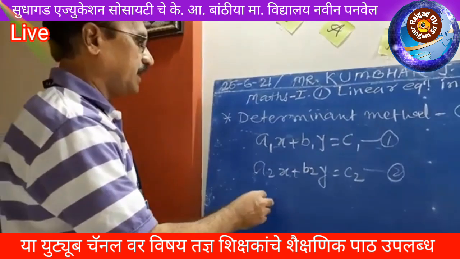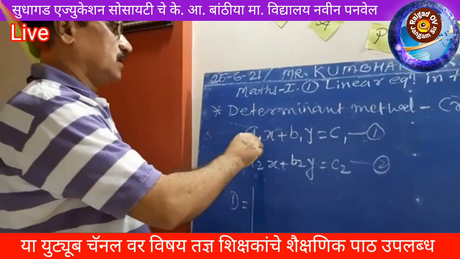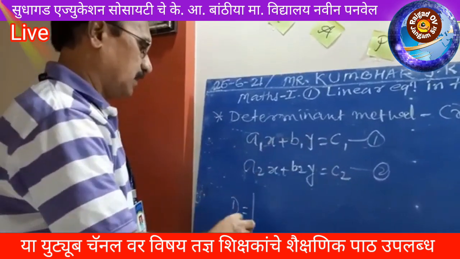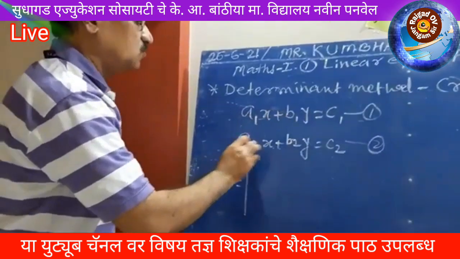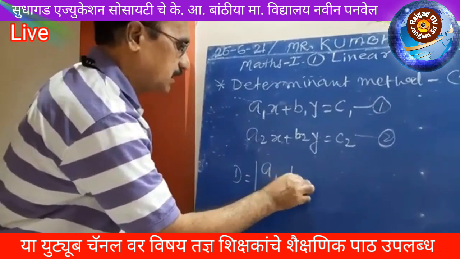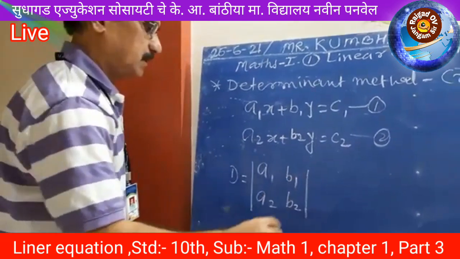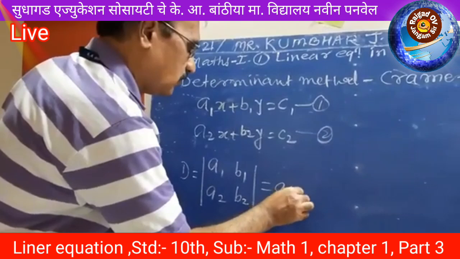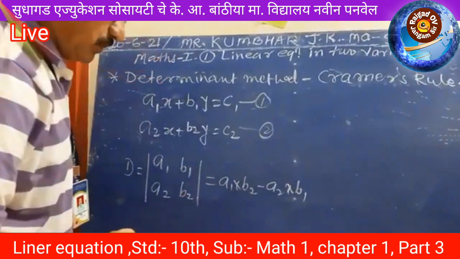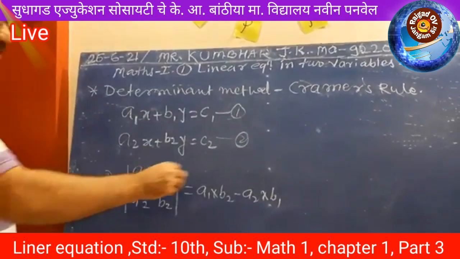What is the value of D? For finding D, here we consider a1, b1, c1, a2, b2, c2. For finding the value of D, write the coefficients of x and y from both equations, that is a1 b1 and a2 b2, is equal to a1 into b2 minus a2 into b1. Now this is the value of D.